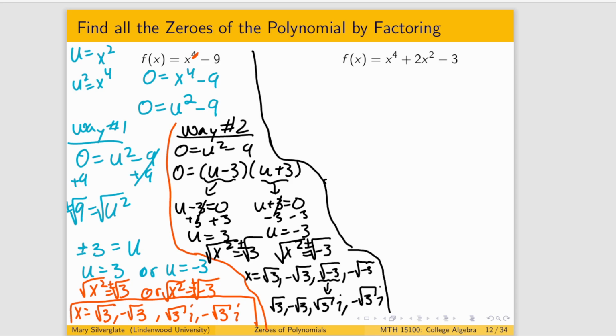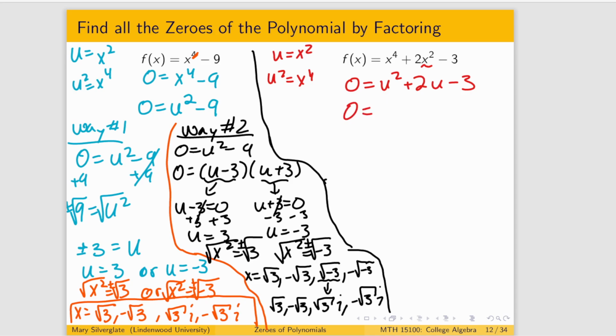So let's do the same thing with this next one. For this next one, we want to pick our same u and u squared. Our u would still be x squared, which would make u squared x squared squared, which is x to the 4th. So I want to rewrite this in terms of u, so that becomes u squared plus 2u minus 3. Go ahead and pause your video and see if you can take it away from here to find all of your zeros.